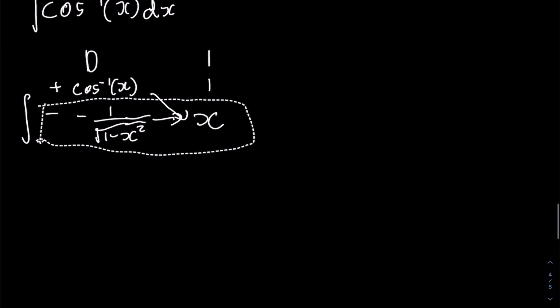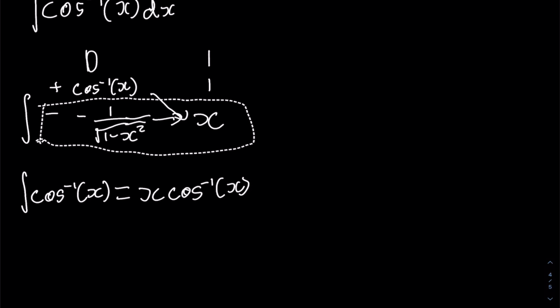So we see that the integral of the inverse cosine of x is equal to x multiplied by the inverse cosine of x. Then we have a minus and a minus here, so that is going to make it a positive, because remember that we are now subtracting the integral of negative 1 over the square root of 1 minus x squared multiplied by x. Taking the negative out, the negative and the negative make a positive.